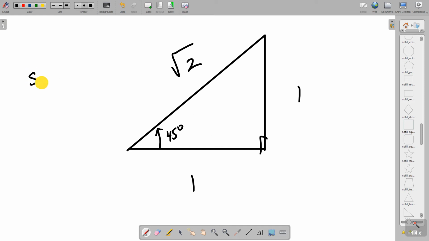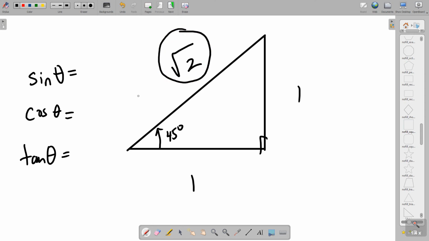Now that we can figure out the sine of the angle, you can do that. You can figure out the cosine of the angle, you can do that. And the tangent of the angle, you can do that on your own. Please be advised, for sine and cosine, you are going to have a root 2 on the bottom. That's not nice. I'll leave you to do that.